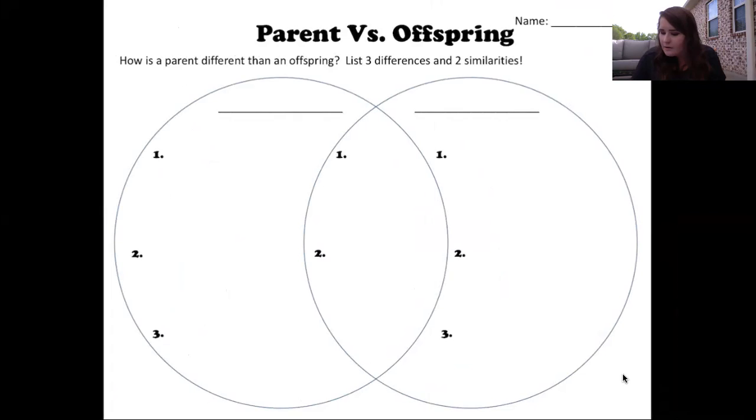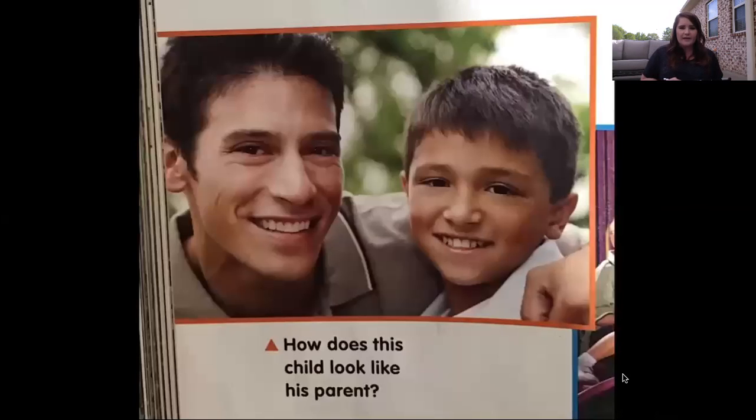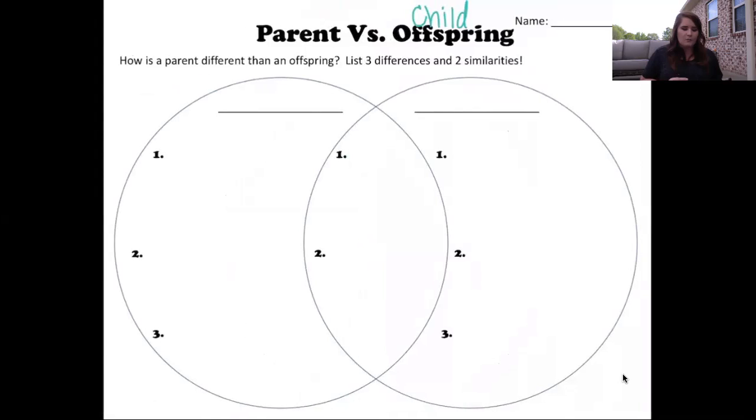I'm going to write, let's do blue this time. So remember, offspring is just another word for a child or a baby. So we are going to compare these two people, the father and the son. So the first thing that we want to do when we look at a picture like this and we're using a Venn diagram, remember the Venn diagram has two different circles. So we have one circle for the parent and we have one circle for the offspring.